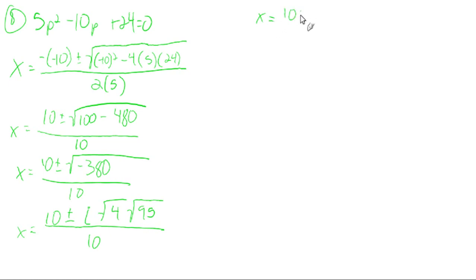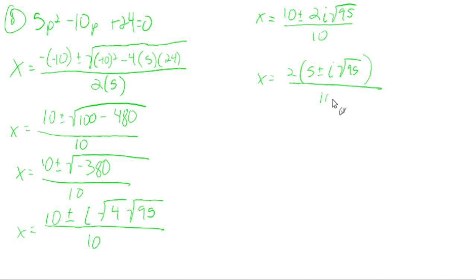x equals 10 plus or minus, the square root of 4 is 2. So we have 2i times the square root of 95 over 10. Now notice this term here and this term here both have a factor of 2. So you can factor out that 2, over 10, and now the numerator and denominator have a common factor of 2. So that'll be a 5. So x is equal to 5 plus or minus i times the square root of 95 over 5.